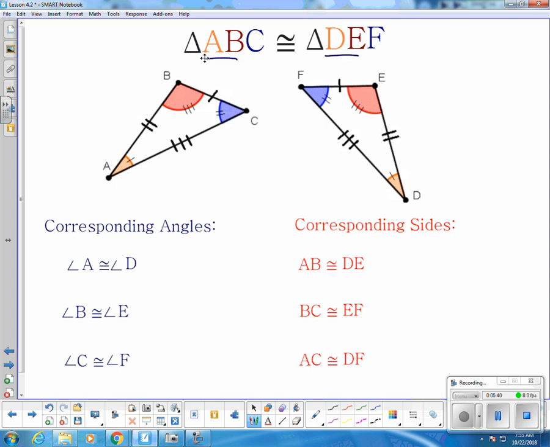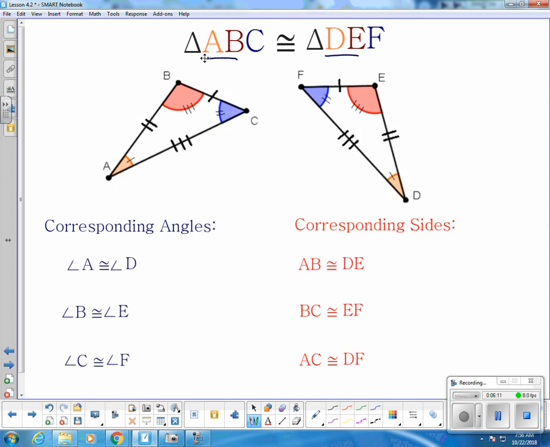So even if you didn't have the pictures, you could write all those congruent statements. Side BC is congruent to side EF. Side AC is congruent to side DF. Understand how we can match them up? By the order of the letters. Okay? So you can just kind of pair them up. Very important that you write the orders of the letters correctly. Okay?